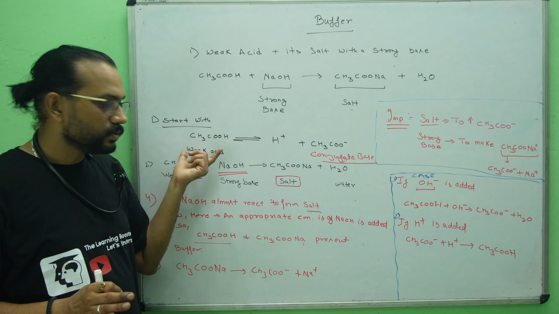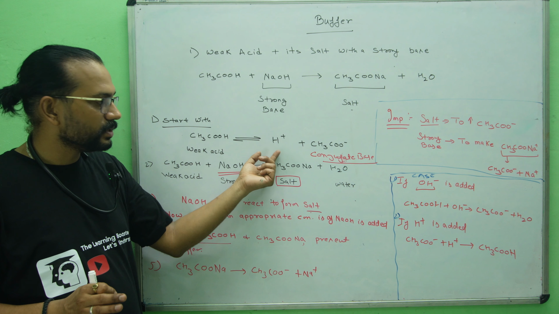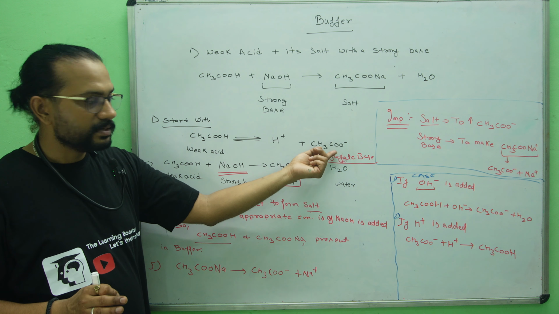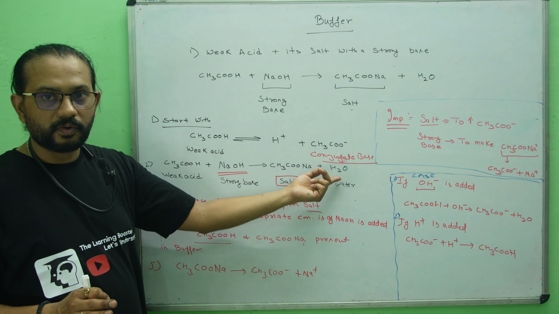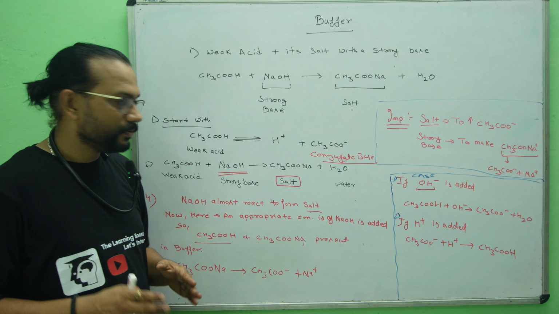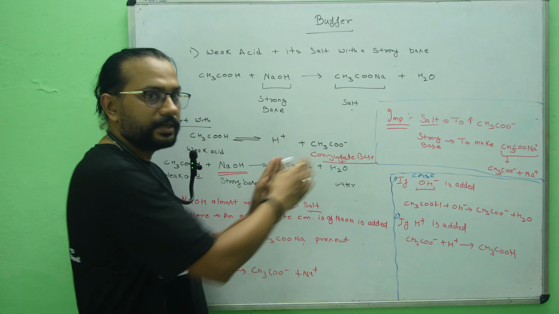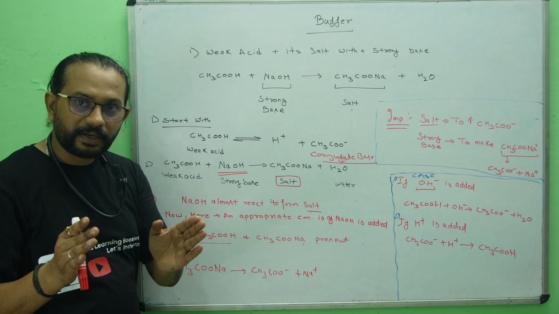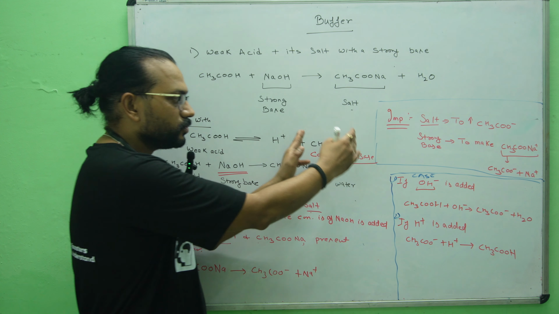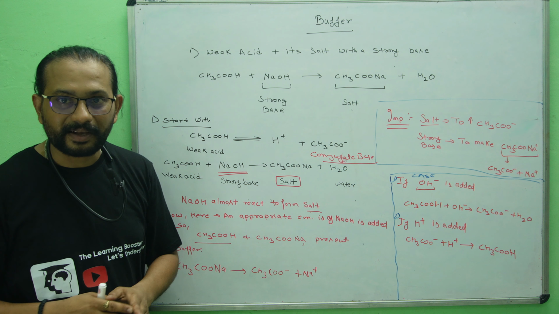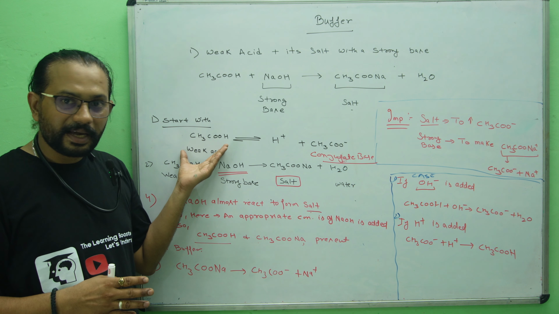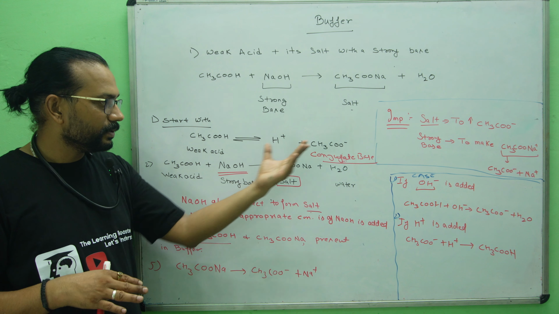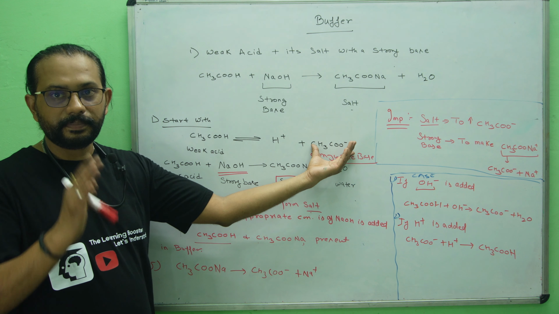So the reaction is like a weak acid is going to produce H+ and CH3COO−, that is the conjugate base. What do we require in a buffer? We require a weak acid plus its conjugate base. Here, the weak acid is there, but the concentration of the conjugate base is less.